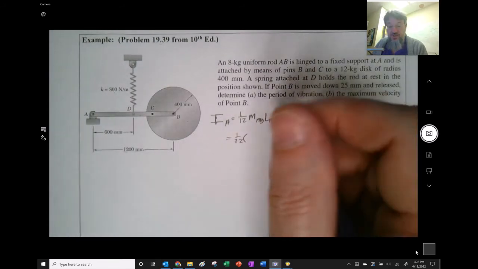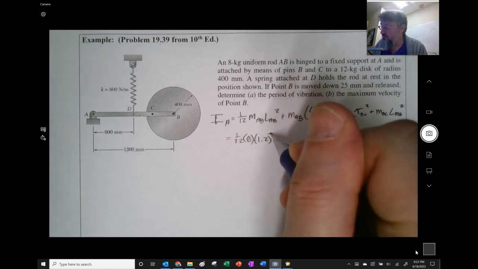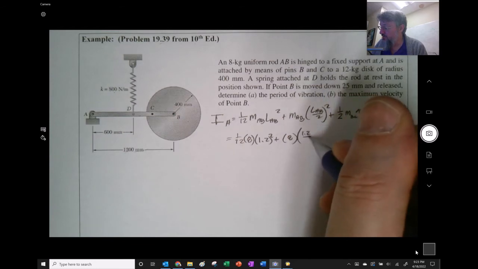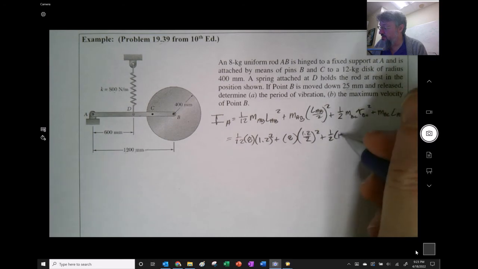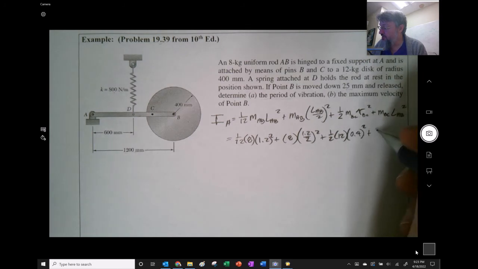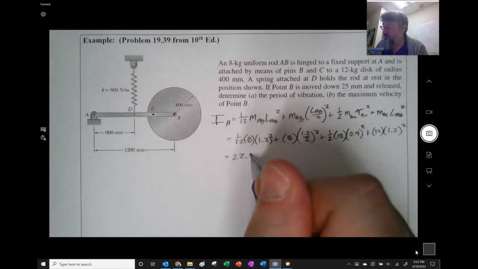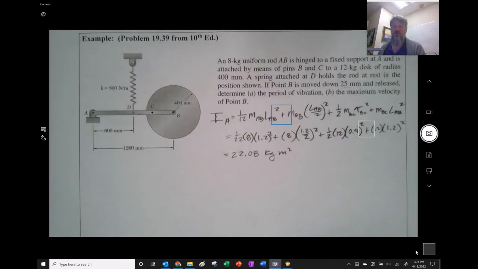Put the numbers in here. 8 times 1.2 squared, and 8 times 1.2 divided by 2, squared, and the disc is 12 and 400 millimeters, or 0.4 meters, and then 12, but it's moved 1.2 squared. So we end up with 22.08 kilogram meters squared. You take my word for it.